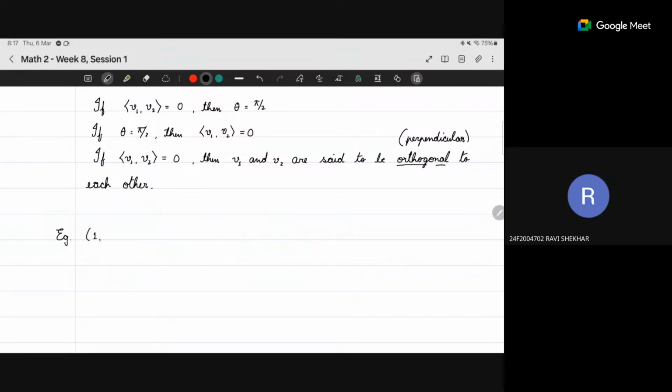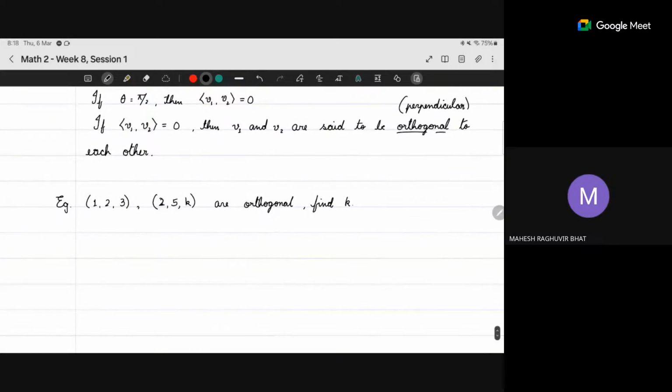Let's take something like 1, 2, 3, and let's say 2, 5, k. Now k is some unknown. Suppose it is known that these two vectors are orthogonal to each other. V1, V2 are orthogonal, then find the value of k. How would I go about doing it?